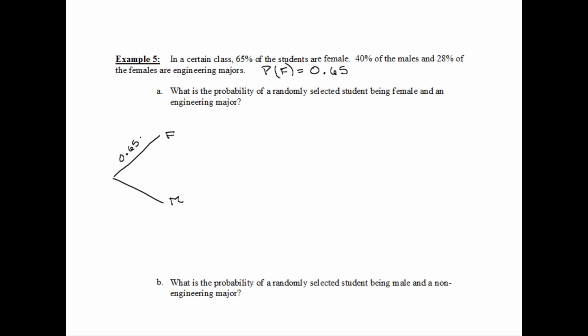Now, if 65% are females, how many are males? Well, we're just going to subtract from 1 or from 100%. So the probability of a randomly selected student being a male will be 1 minus 0.65, which is 0.35. In other words, 35% of our students are males. Okay. Now, of the females, how many are engineering majors? We'll let E represent the engineering majors.